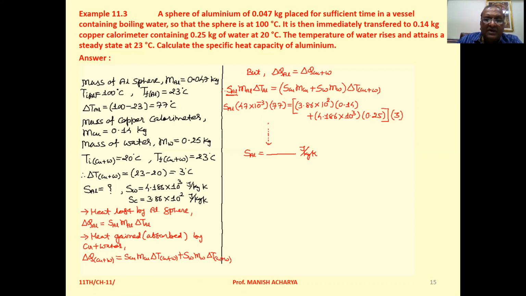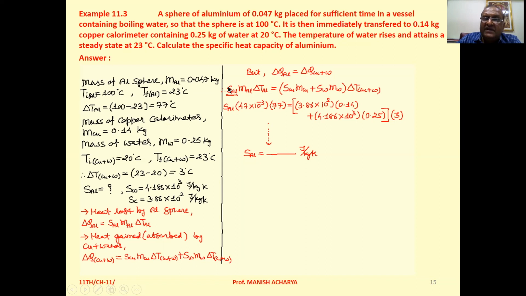But the temperature of copper and water both are raised by the same amount, 3 degrees. So here we can write specific heat of copper, mass of copper, delta T copper plus water, plus specific heat of water, mass of water, delta T copper plus water. But here the amount of heat lost by the sphere is the same one absorbed by the copper plus water. So we can write delta Q aluminium equals delta Q copper plus water. So compare this equation and this equation.